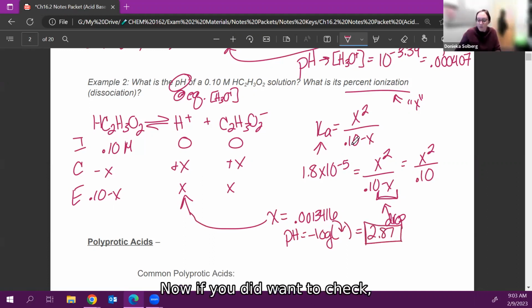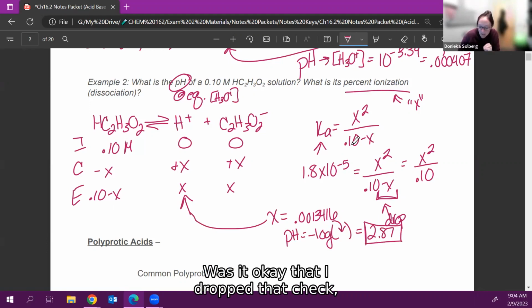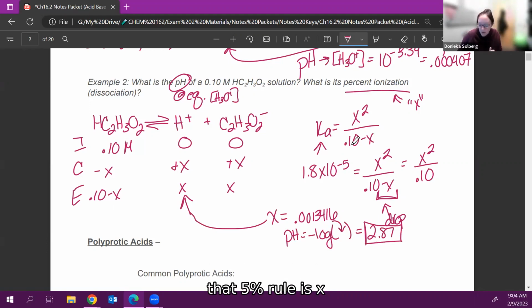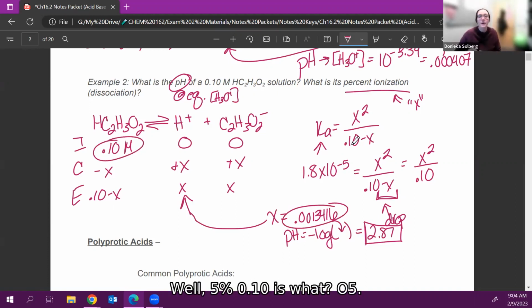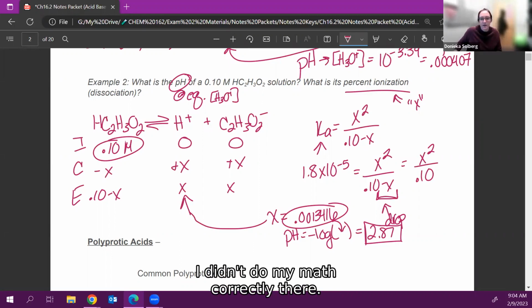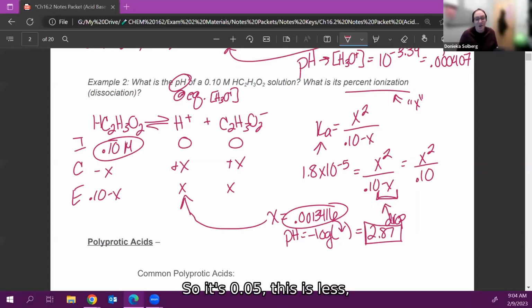Okay, now if you did want to check, was it okay that I dropped that? Check that 5% rule. Is X less than 5% of your starting concentration, 0.10? Well, 5% of 0.10 is what, 0.005? And yes, this is less. Okay, no, that's not 0.005. I didn't do my math correctly there. Yeah, I did. I was just double checking myself. Okay, so it's 0.005. This is less, so it was okay to drop that X.